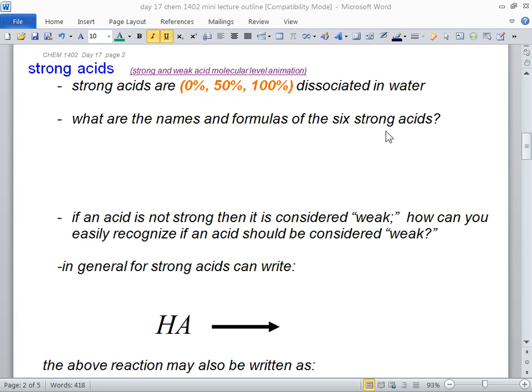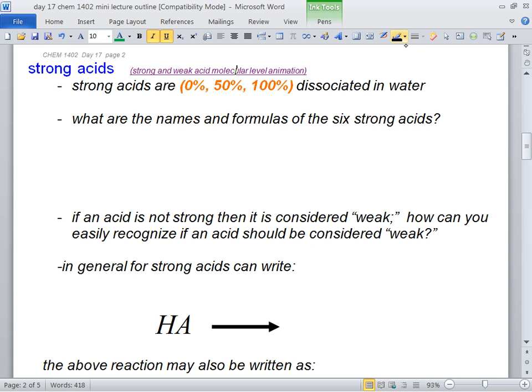So by looking at those videos, how would you answer this question? Strong acids are perfect, 100% dissociated in water. Okay. There are 6 strong acids. Now, I'm going to give you a clue for half of them. If you remember this clue, you got half of these 6 strong acids knocked out for the quiz that's coming up on Monday.